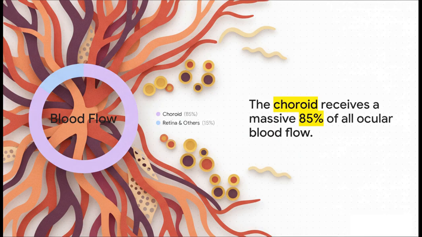It is this intensely vascular layer with highly fenestrated, meaning leaky, capillaries. And this massive volume of blood is non-negotiable because the outer retina, specifically those photoreceptors, are among the most metabolically hungry tissues in your entire body. They're constantly regenerating, constantly recycling, and they need an astonishing amount of oxygen just to keep you seeing clearly.